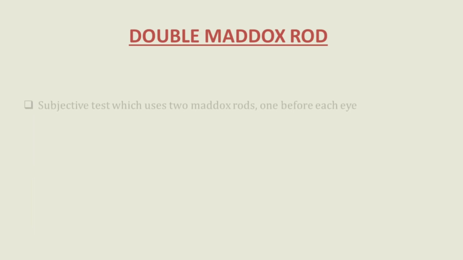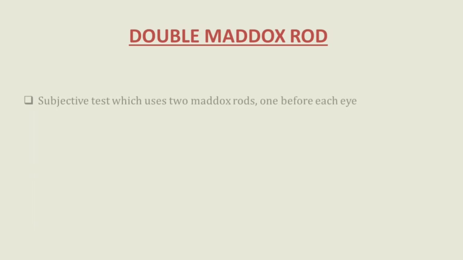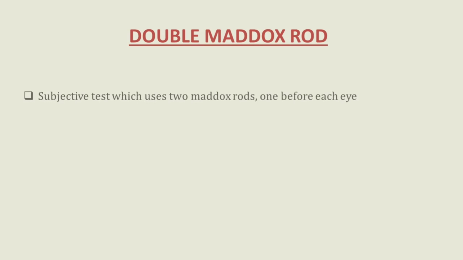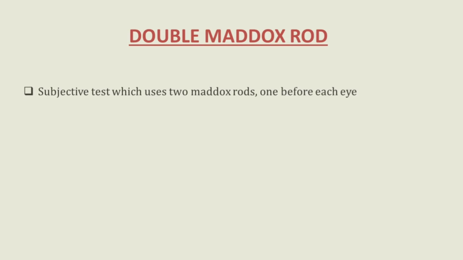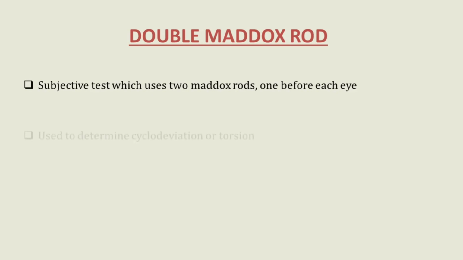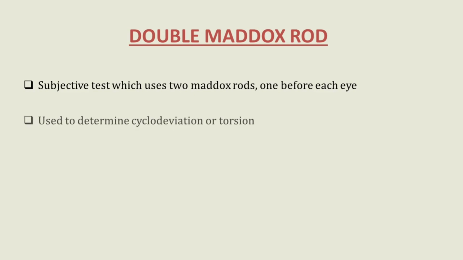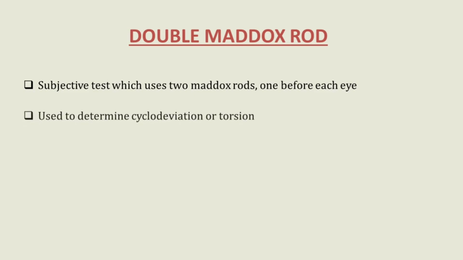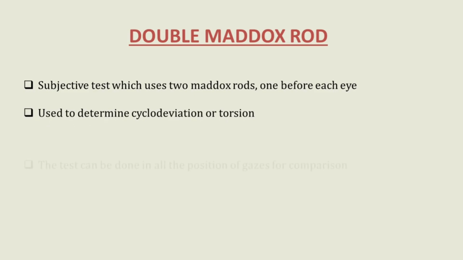The double Maddox rod is basically a subjective test which uses two Maddox rods, one before each eye. This test is used to determine the cyclodeviation and torsional movement of your eye muscles. The test can be done in all positions of gaze for comparison.